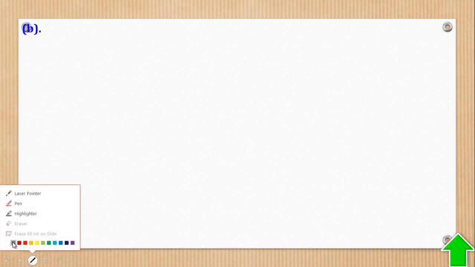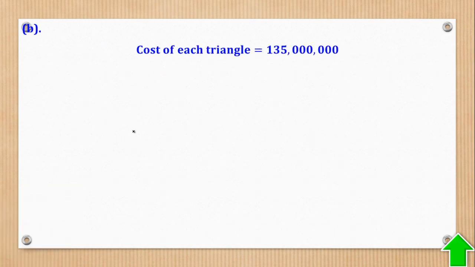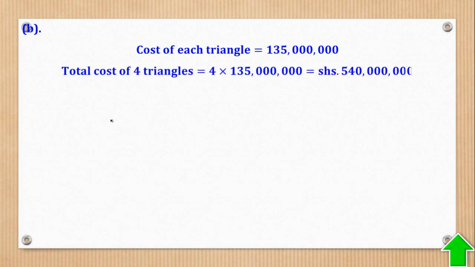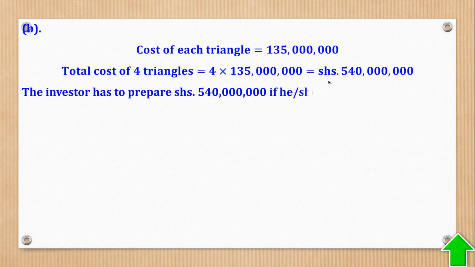So we shall come and say that the cost for each triangle was that, therefore the cost of the 4 triangles was 4 times that, to give you 550 million. So that's what the investor should prepare.